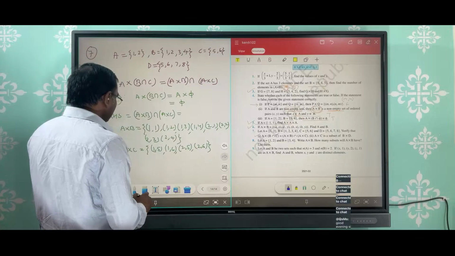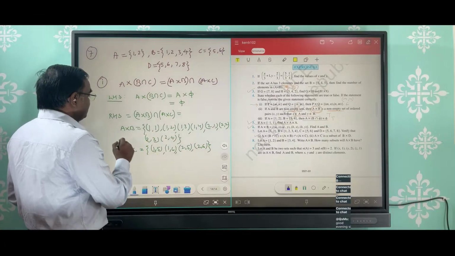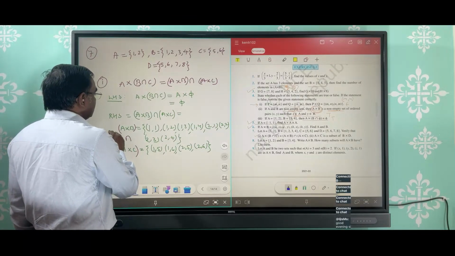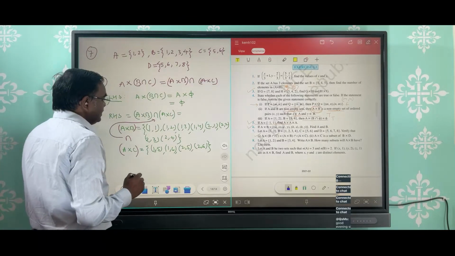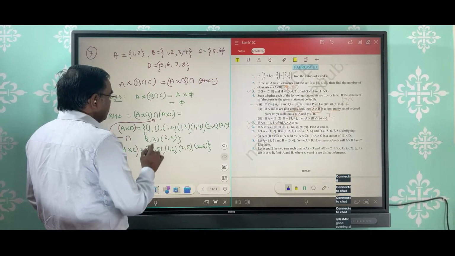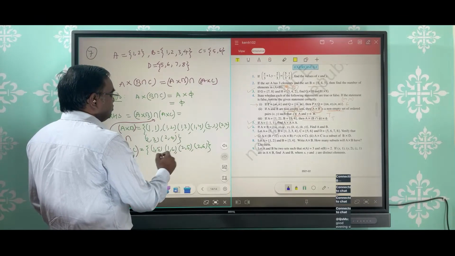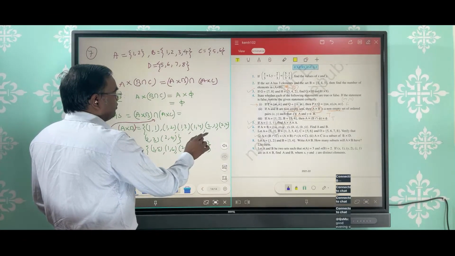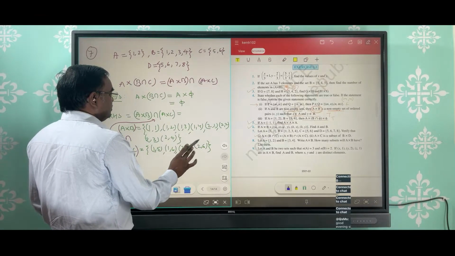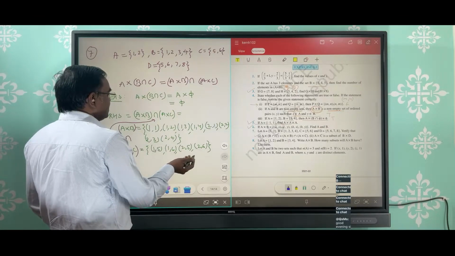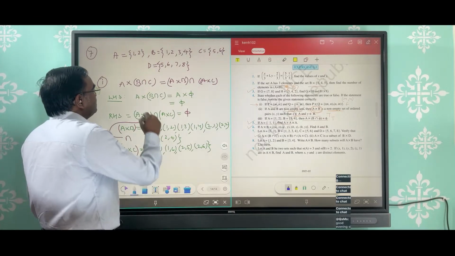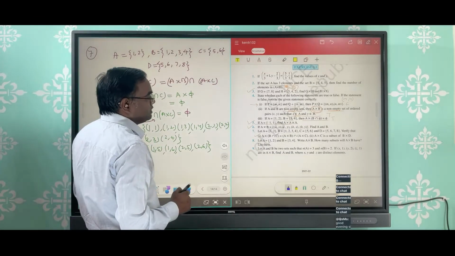Now you have to find the intersection of A cross B and A cross C. Let us check the common elements between the two sets. (1,1) is not in the other, (1,2) no, (1,3) no, (1,4) no, (2,1) no, (2,2) no, (2,3) no, (2,4) no. So nothing is common, and the answer is the empty set. Okay, so this is verified. LHS is equal to RHS.